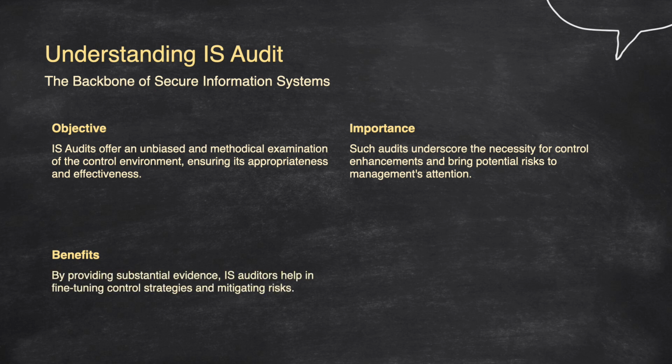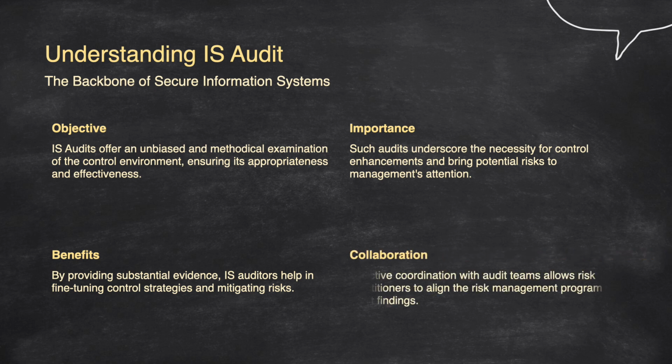Friends, by providing substantial evidence, IS auditors help in fine-tuning control strategies and mitigating risks. IS auditors gather concrete evidence about how well controls are working and where they need improvement. And this evidence is crucial for decision making. Friends, it is like having a detailed map showing exactly where the dangers are on a hiking trail. With this information, organizations can adjust their control strategies to better protect their assets and data, reducing the chances of problems like data breaches or financial losses.